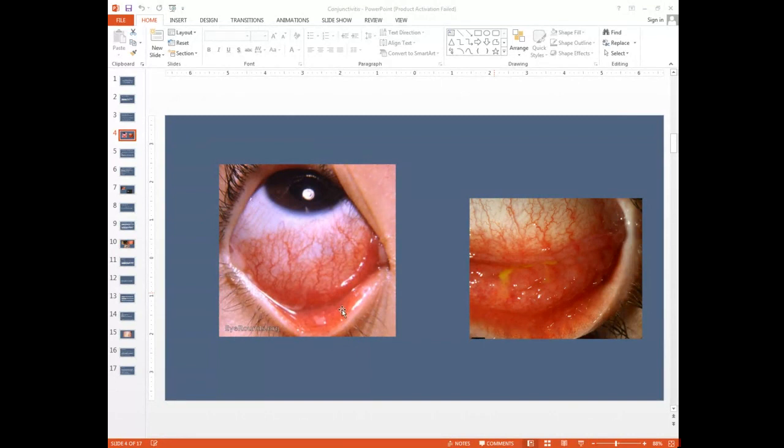But these are little raised areas on the palpebral conjunctiva, which are red in the center, and you see it here. But the base is fairly pale, and these are called papillae, these little elevations, protrusions of blood vessels surrounded by conjunctival stroma.